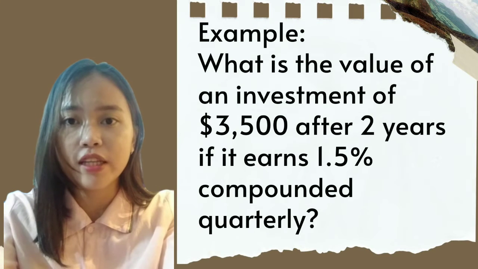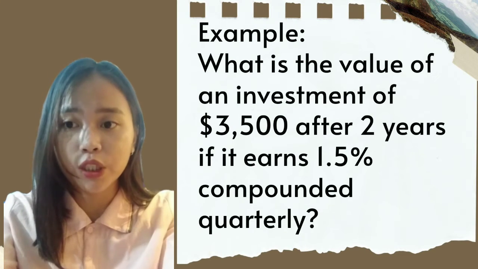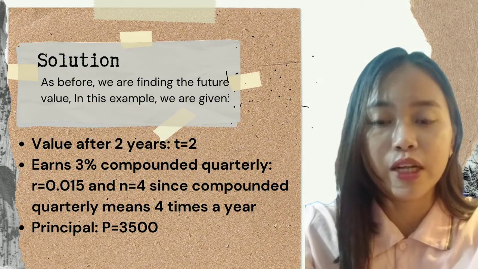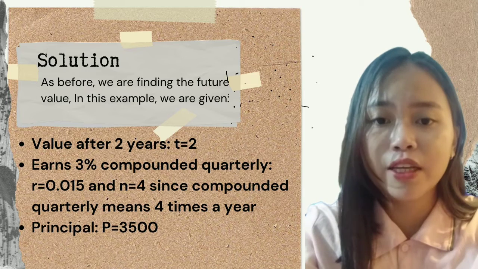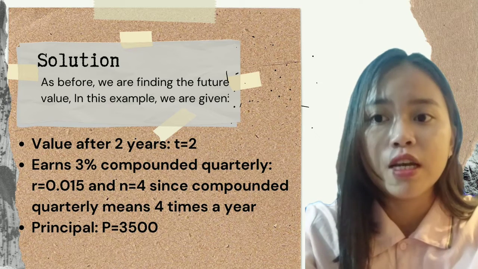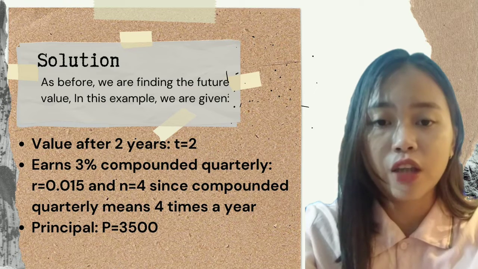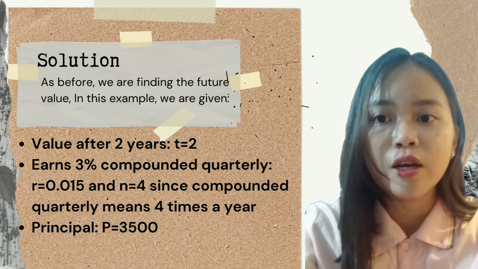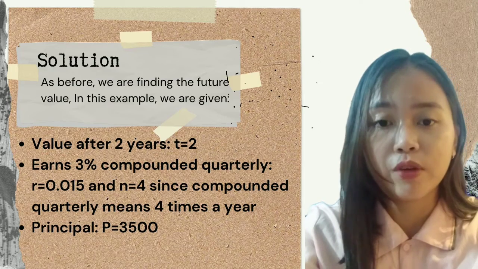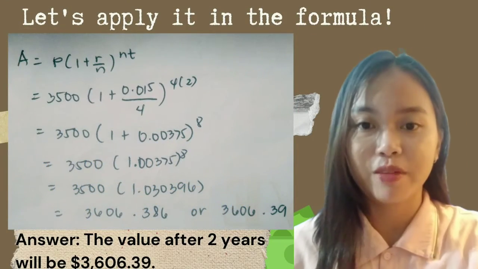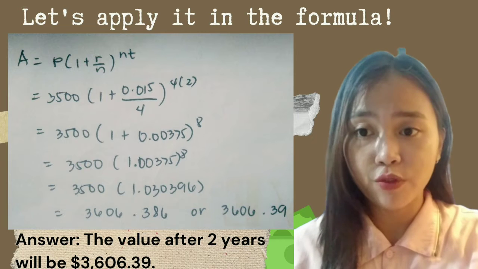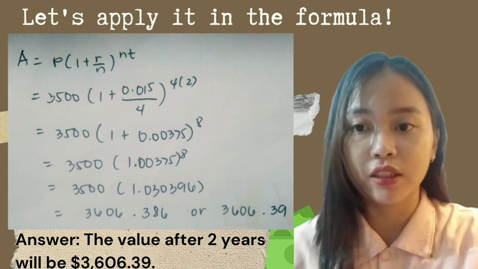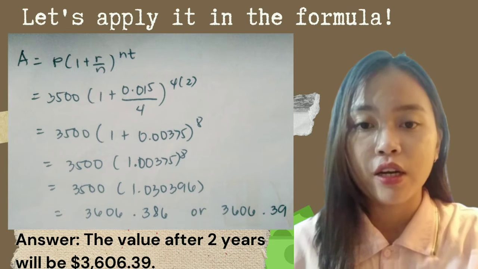Another example: what is the value of an investment of $3,500 after 2 years if it earns 1.5% compounded quarterly? Solution. As before, we are finding the future value. In this example, we are given the following. Value after 2 years, T equals 2. Earns 1.5% compounded quarterly, which is R equals 0.015, and N equals 4, since compounded quarterly means 4 times a year. Principal is equal to 3,500. Let's apply it in the formula. A equals P, the quantity of 1 plus R over N raised to N times T. Substituting the values, 3,500 times the quantity of 1 plus 0.015 over 4 raised to 4 times 2.